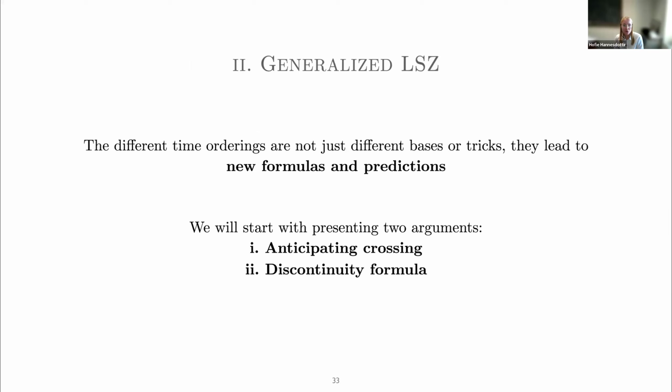But these different time orderings are not just different bases or tricks. They actually lead to new formulas and new predictions. So we'll start with presenting 2 arguments. The first one is what we're going to use to anticipate crossing symmetry. And the second one is a discontinuity formula.